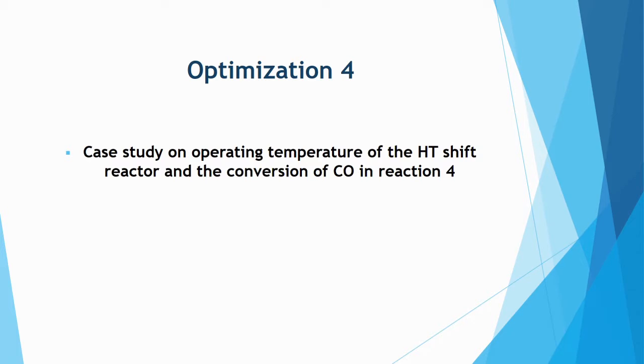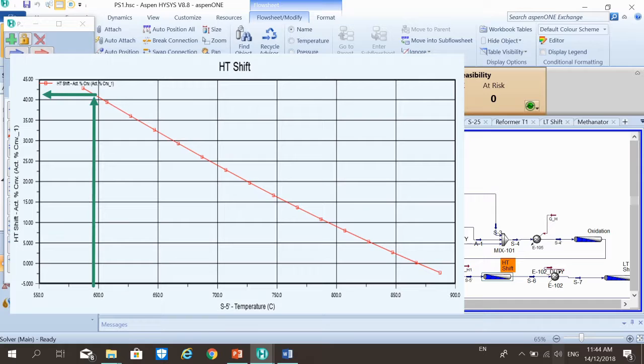The fourth case study is on the operating temperature of the HT shift reactor and the conversion of carbon monoxide in reaction 4. The conversion of carbon monoxide is higher at a low temperature, however a constraint of more than 587 degrees is given. Hence the temperature of 587 degrees is chosen, which has a conversion of 40.37%.